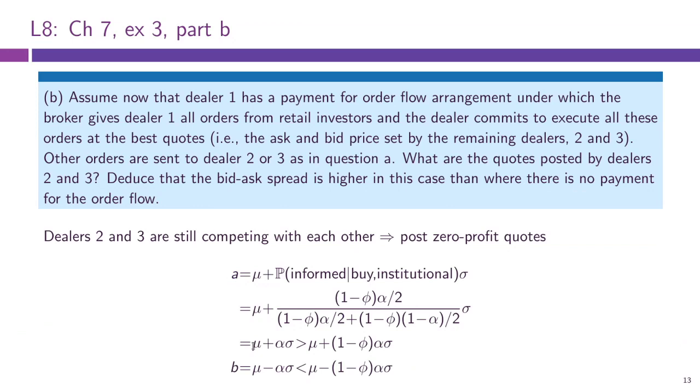So in the end, our ask price will be just given by mu plus alpha sigma, because this whole fraction reduces to alpha, because the denominator sums up to (1 minus phi) over 2. And it's not too difficult to observe that mu plus alpha times sigma is indeed greater than our ask price in part A. So our half spread is larger. Our half spread for the bid price will also be larger, because we do the exact same thing, meaning that the bid-ask spread will indeed be higher in this case than when there is no payment for the order flow.